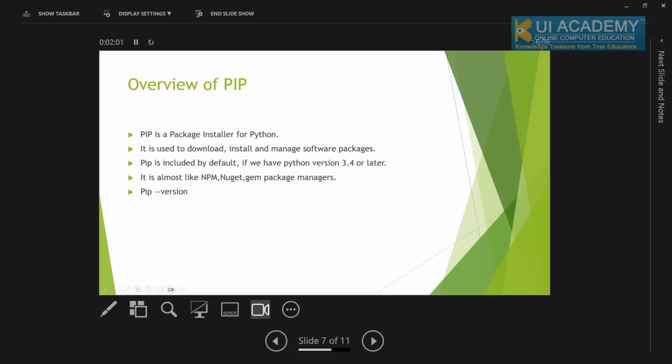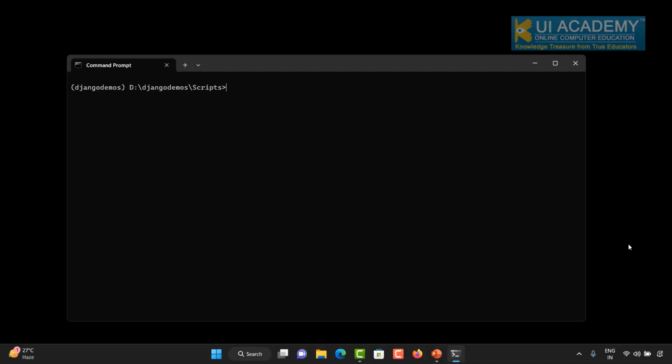Now, we can also verify the version of pip that has been installed by running the command pip --version at the command prompt. You can notice I'm at the command prompt, and I'm going to run simply the command pip --version, and that shows me the pip version on the system is 23.2.1, and of course the Python I have is 3.12.